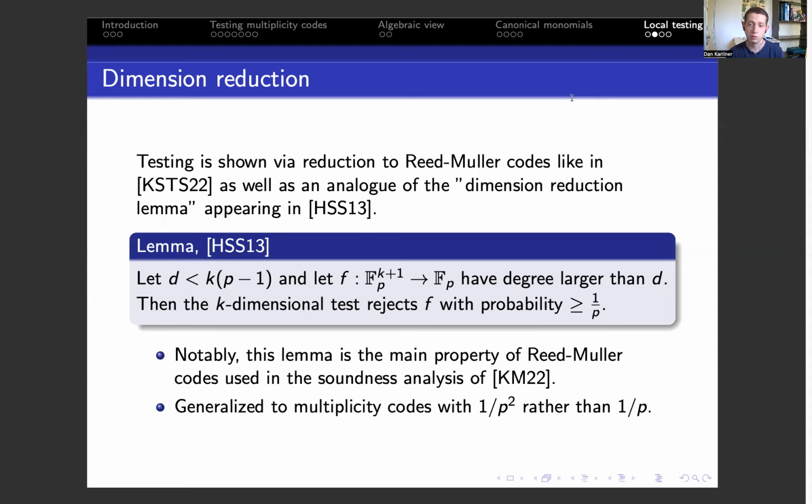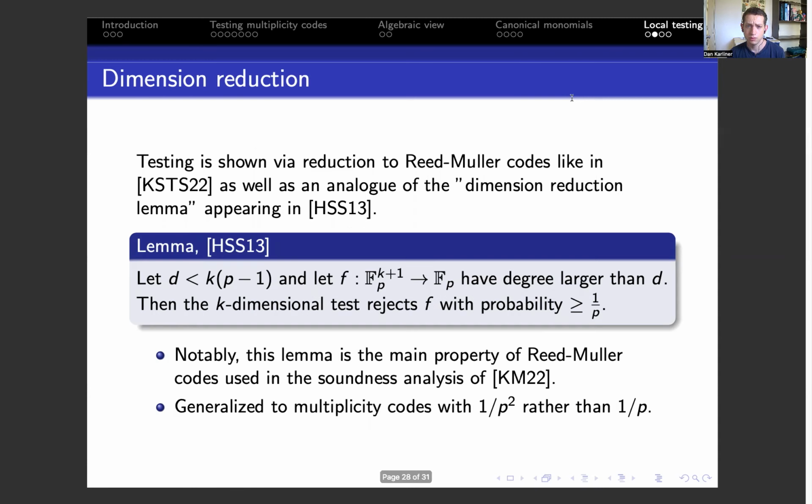So this is an important lemma, and we managed to generalize it to multiplicity codes using the canonical monomial form, with 1 over p squared rather than 1 over p. Unfortunately, this makes the Kaufman-Minzer type analysis not really work. Maybe it's possible to show something better than 1 over p squared, but that's what we managed to show.